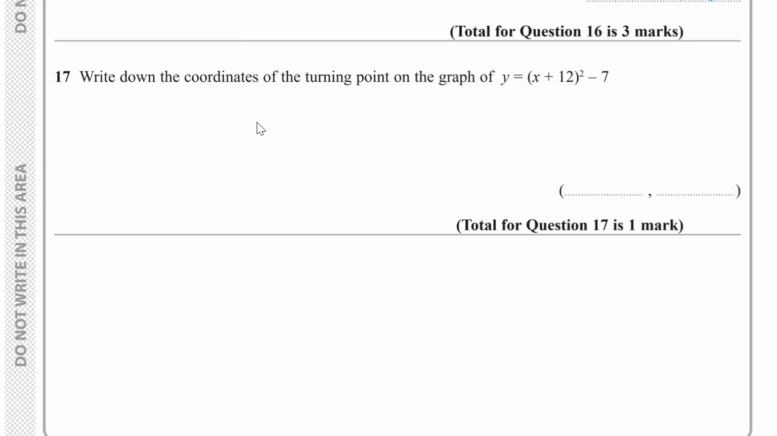Question number 17. We have to write down the coordinates of the turning point on the graph of y equals (x plus 12) all squared minus 7. Well, the x coordinate will be the opposite of plus 12, which is minus 12, and then we have the y coordinate being minus 7.